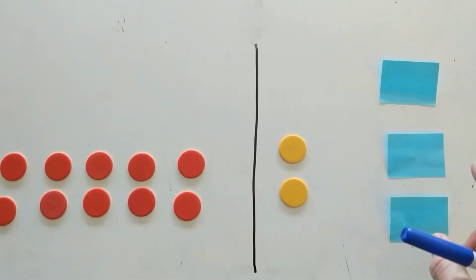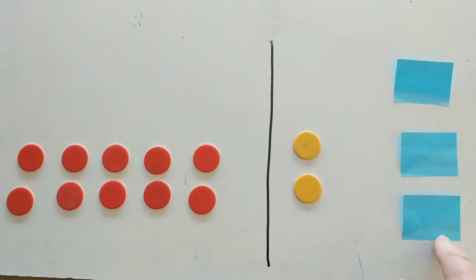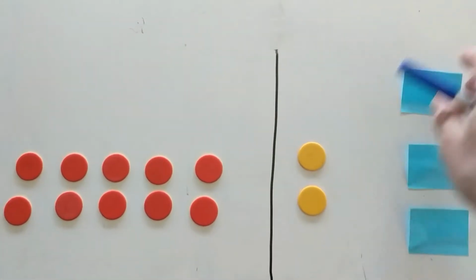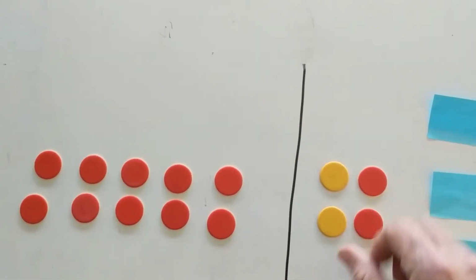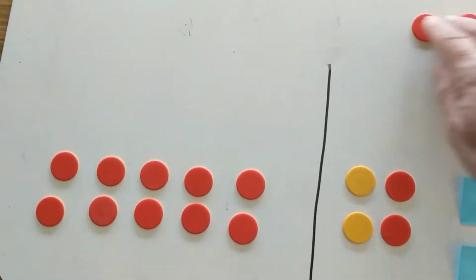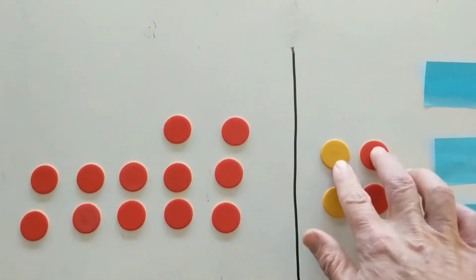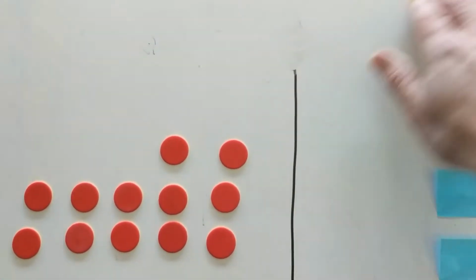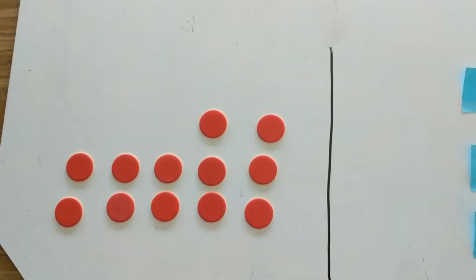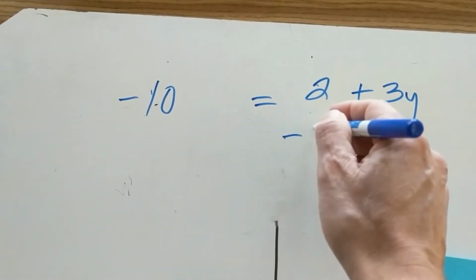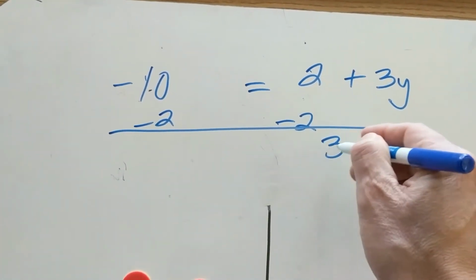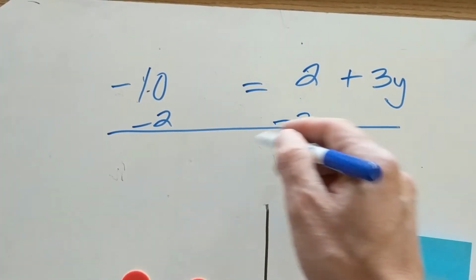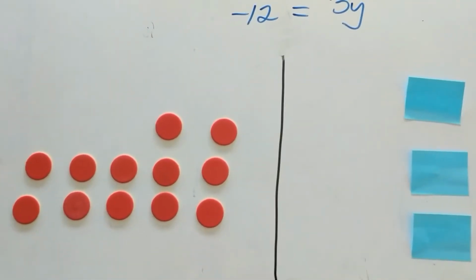Now, like the last time, I want to get my variables by themselves first. So I need to subtract 2 from both sides. I'll go ahead and use the counters for zero pairs. Since these are zero pairs now, I can take them off. I added 2 additional negative counters on this side, subtracted 2 negative counters. That's going to give me 3y left on the right-hand side of my equation and negative 12 on the left-hand side. So that's step 1.